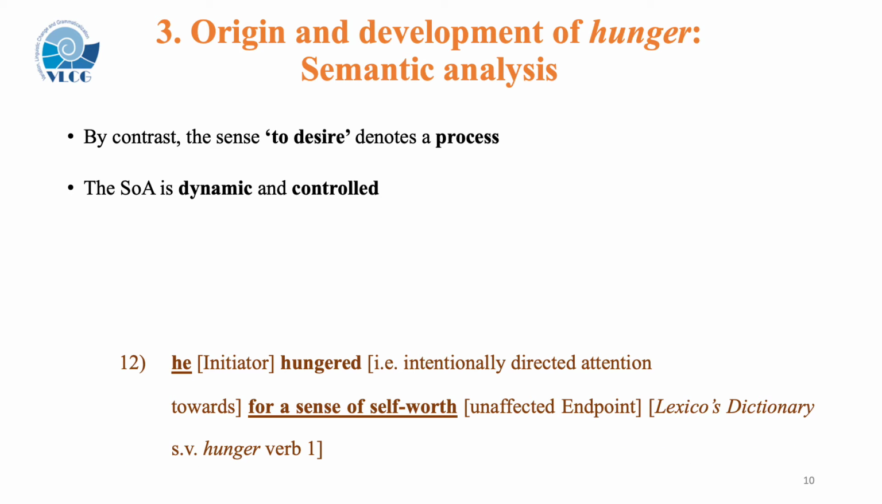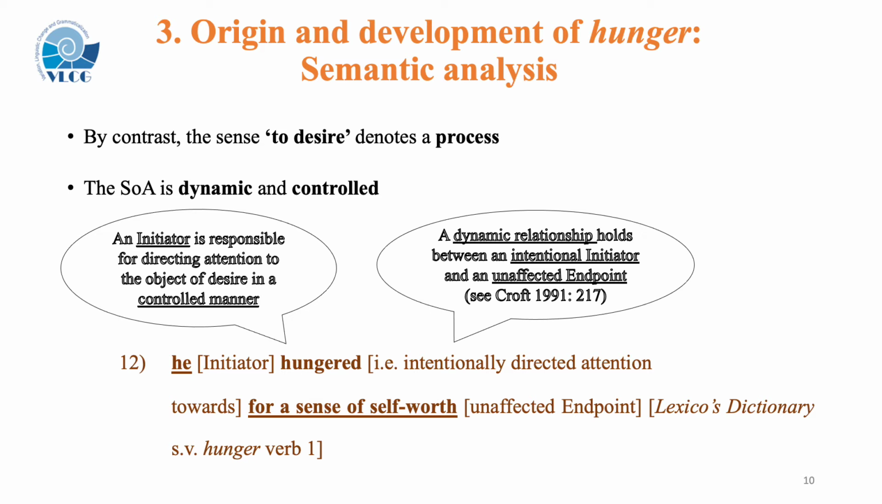By contrast, the sense to desire denotes a process, and the state of affairs is dynamic and controlled in this case. In example 12, for instance, there is an initiator which is responsible for directing attention to the object of desire in a controlled manner. That is, he intentionally directs attention towards a sense of self-worth, and therefore a dynamic relationship may be said to hold between an intentional initiator and an endpoint, which in the particular case of hunger turns out to be unaffected.